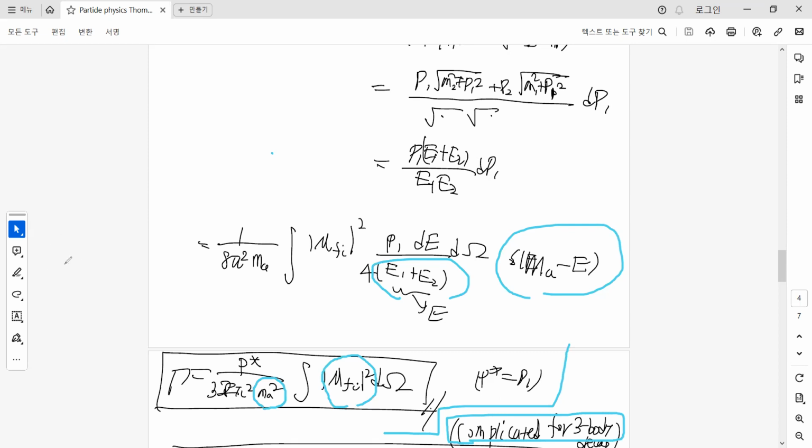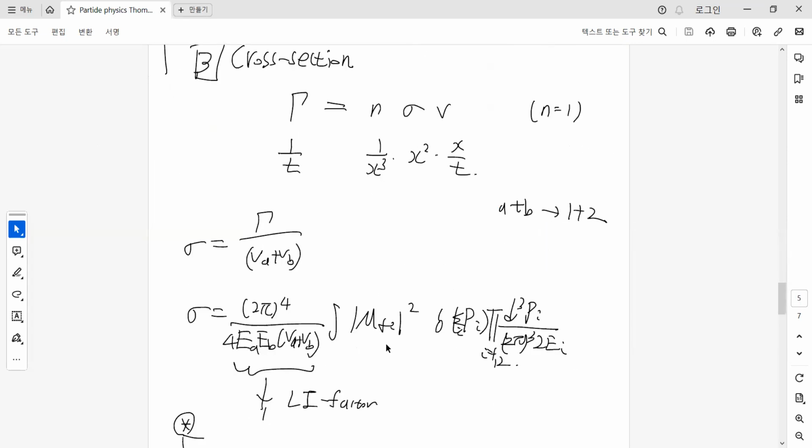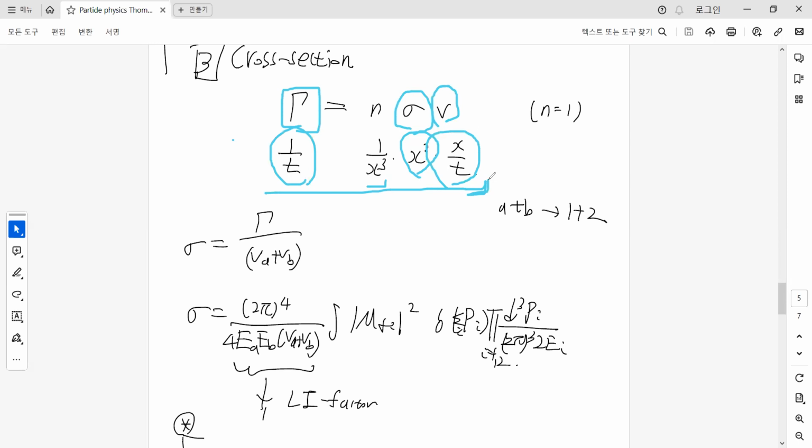And now I turn to the cross-section part. The relation between the decay rate and the cross sections is like this. The decay rate on the left side has the dimension of inverse time, and the cross section is an area, so x squared. If we multiply by the number density, one over x cubed as a volume, and the particle velocity v, then the dimension analysis matches, and the physical meanings are also the same.